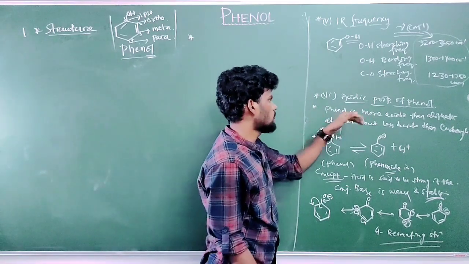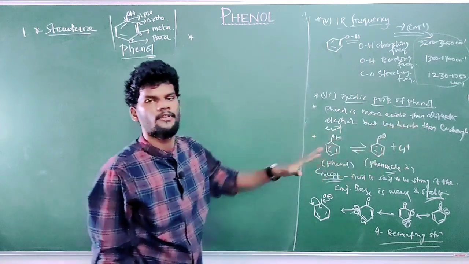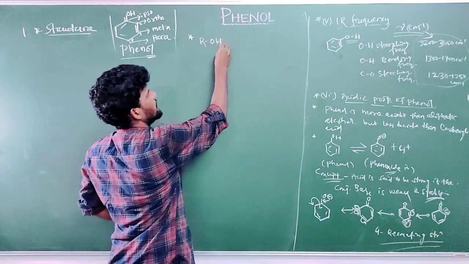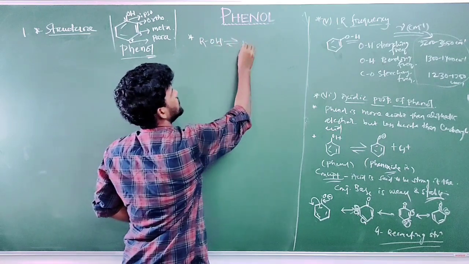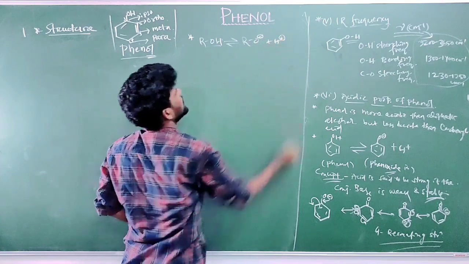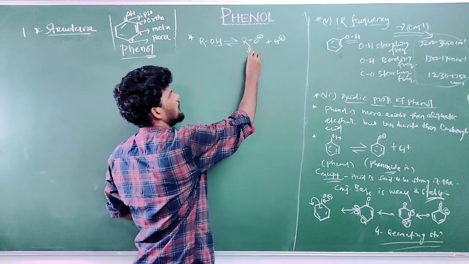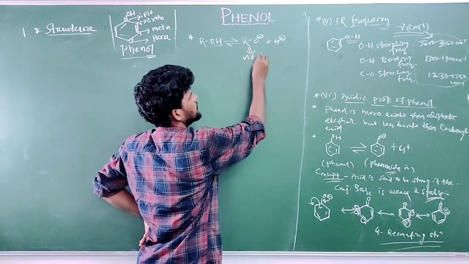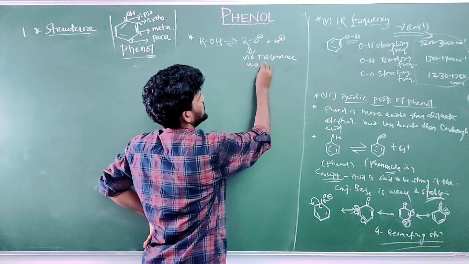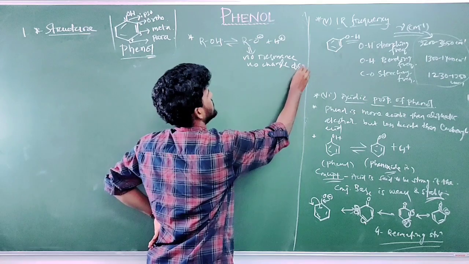So now you know why phenol is acidic. Then coming to why it is more acidic than aliphatic alcohol. If you take an aliphatic alcohol, let us suppose R is any hydrocarbon, ROH. If it dissociates, what will it form? RO minus and H plus. So here, in the alkoxide ion, RO minus, you can find no resonance or no charge distribution or charge delocalization takes place.